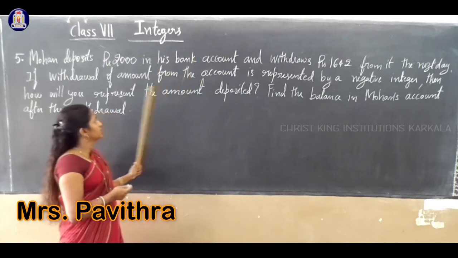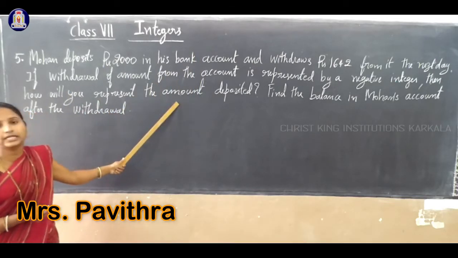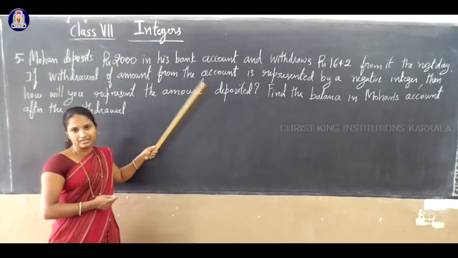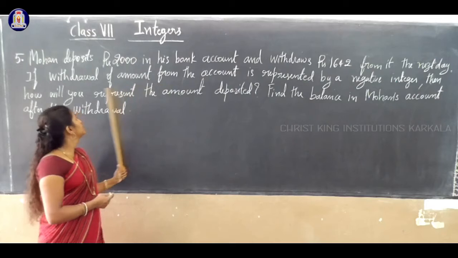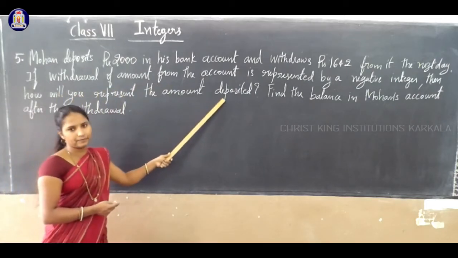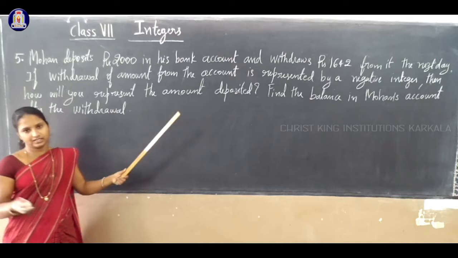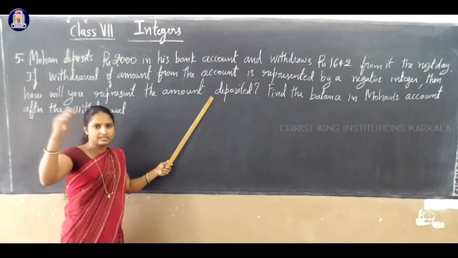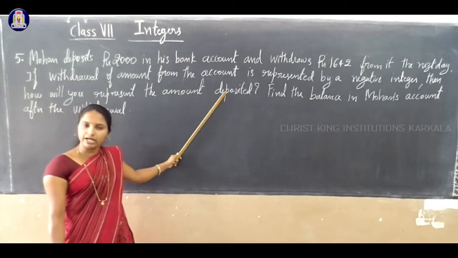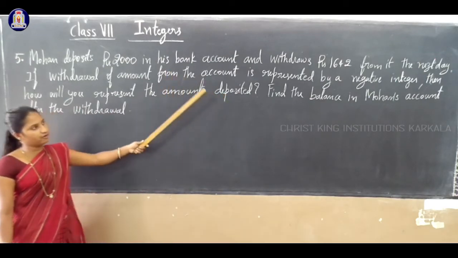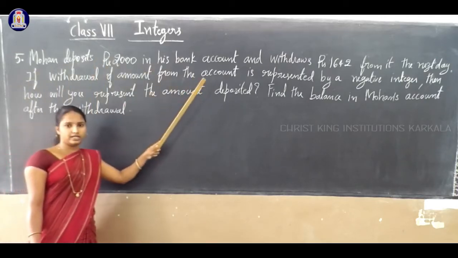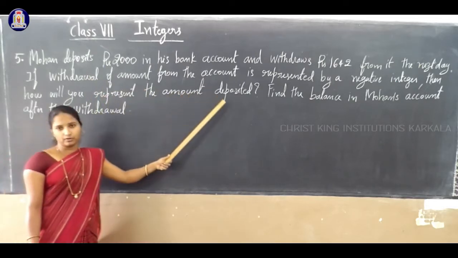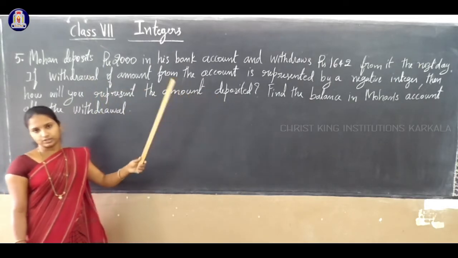So what is the question? How will you represent the amount deposited? The answer is the amount deposited will be represented by positive integer, right? The money is increasing, so that will be represented by positive integer. Clear? Withdrawal of the money is represented by negative integer, and the amount deposited will be represented by positive integer.